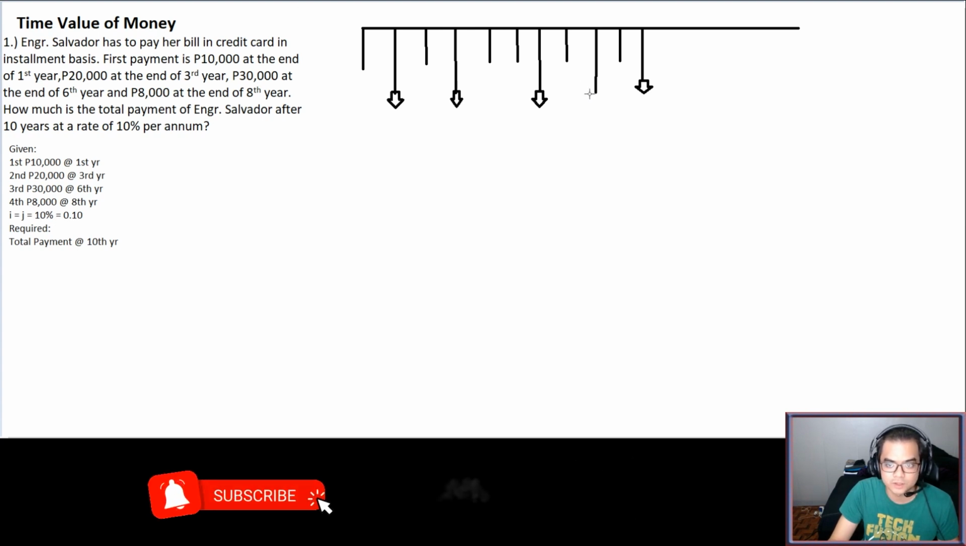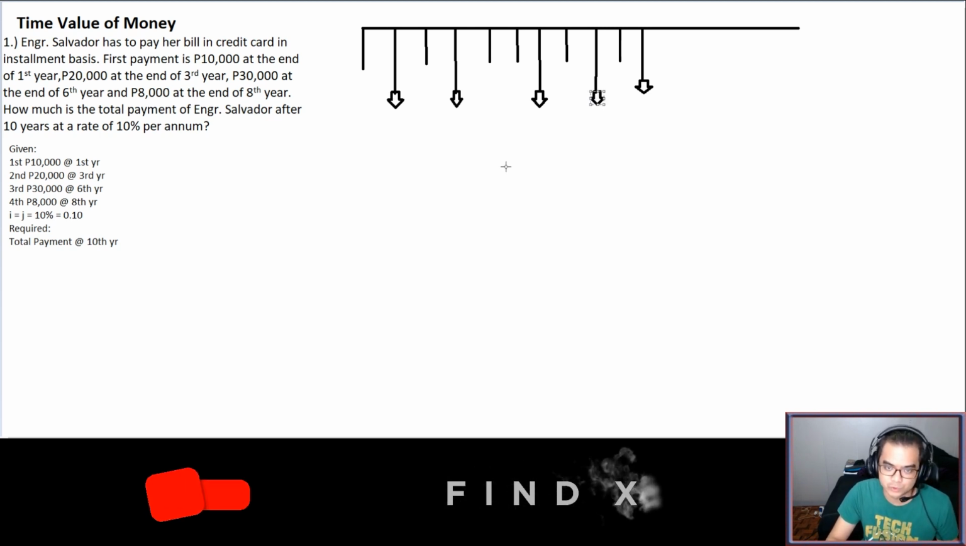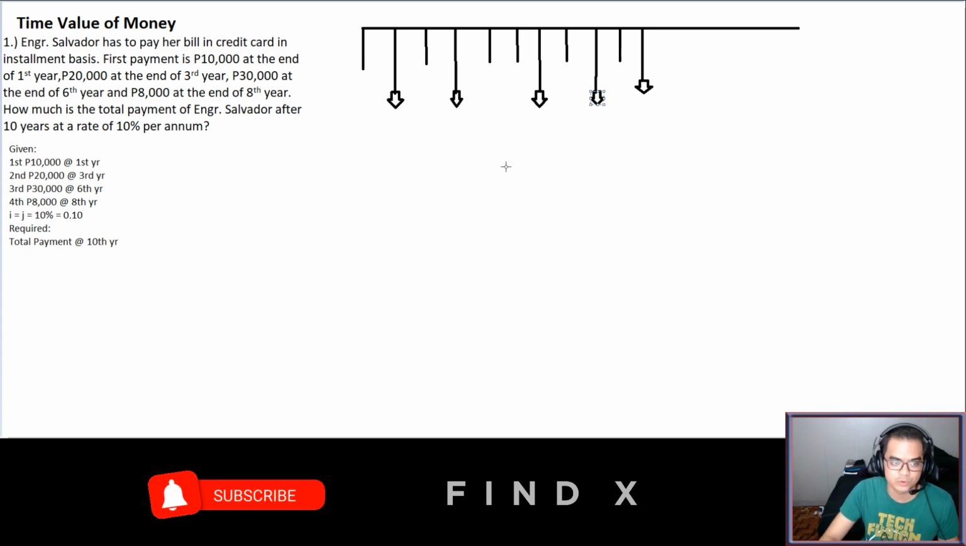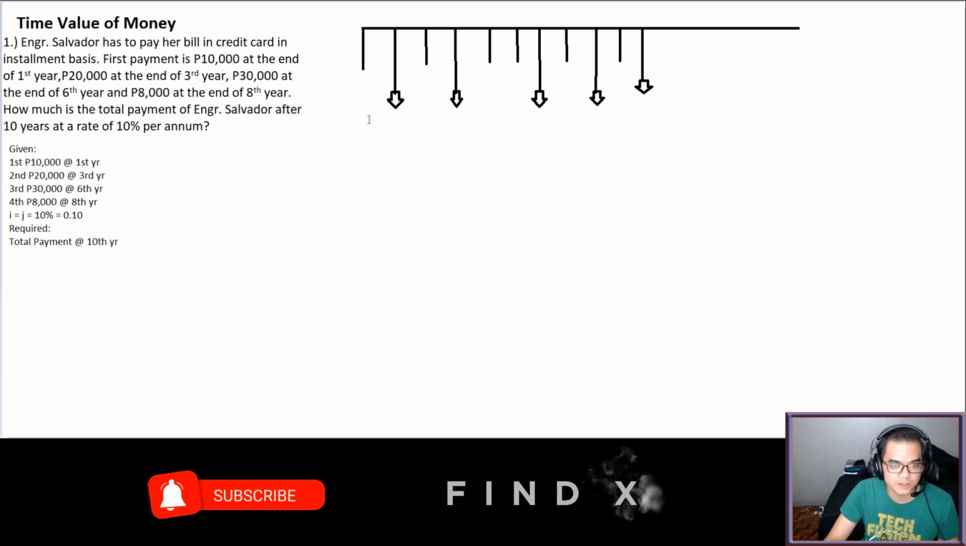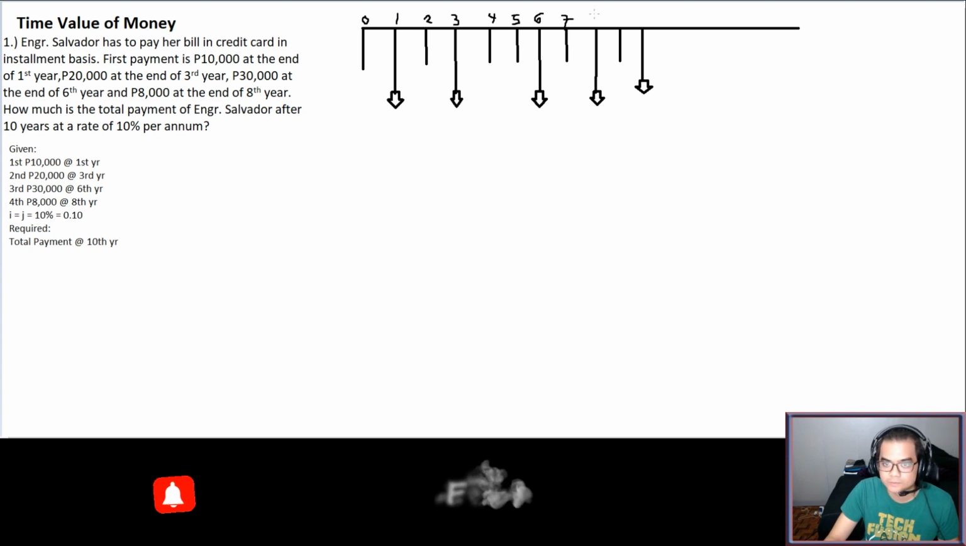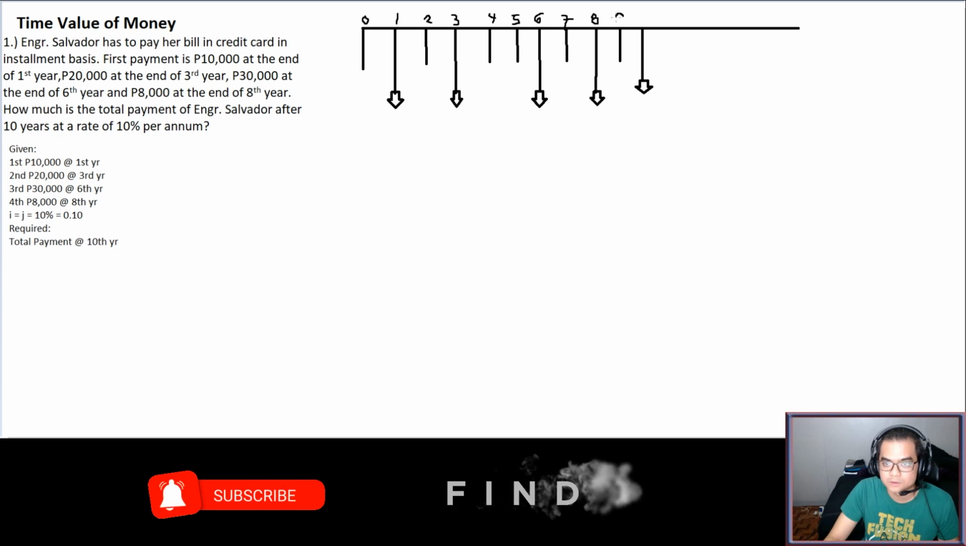So this is how you construct a cash flow diagram. I could skip this one while I'm doing the cash flow diagram, but I want you to know how to construct it step by step. Alright, so let's put all the expenses. No, let's just put the years first. So this is 0. This is year 1, year 2, year 3, 4, 8, 9, and then 10.